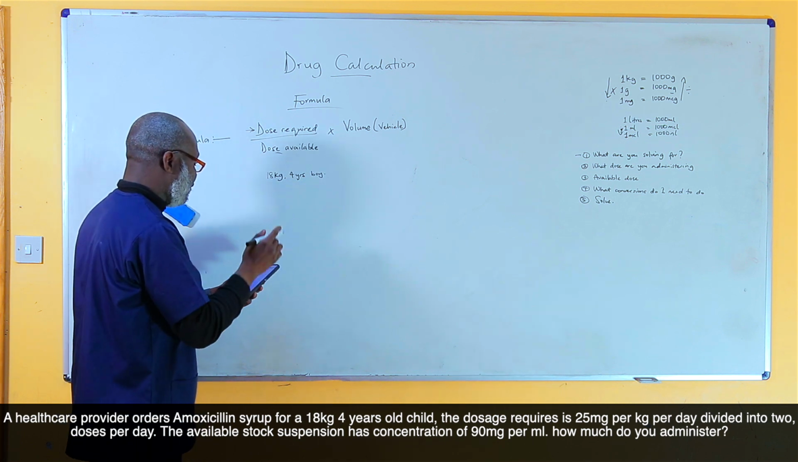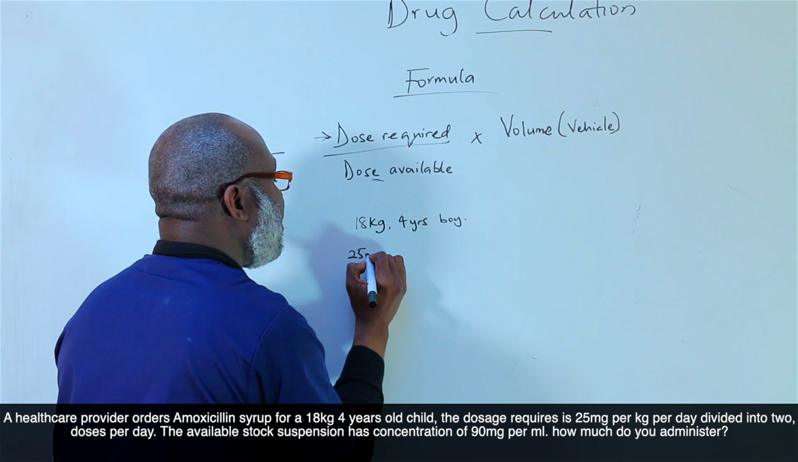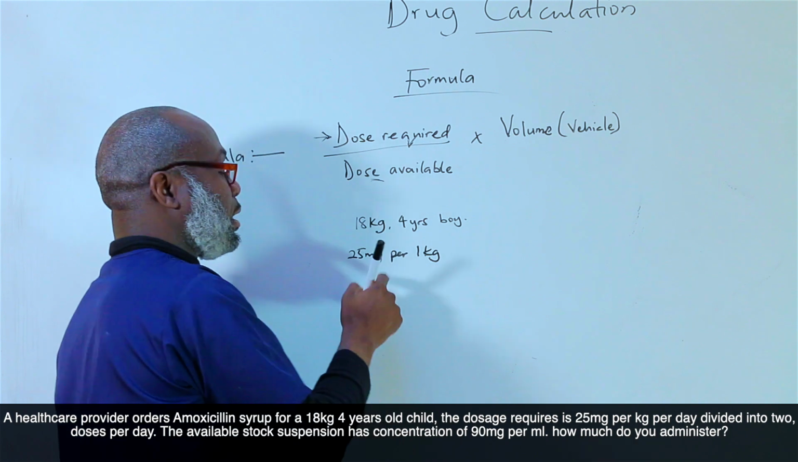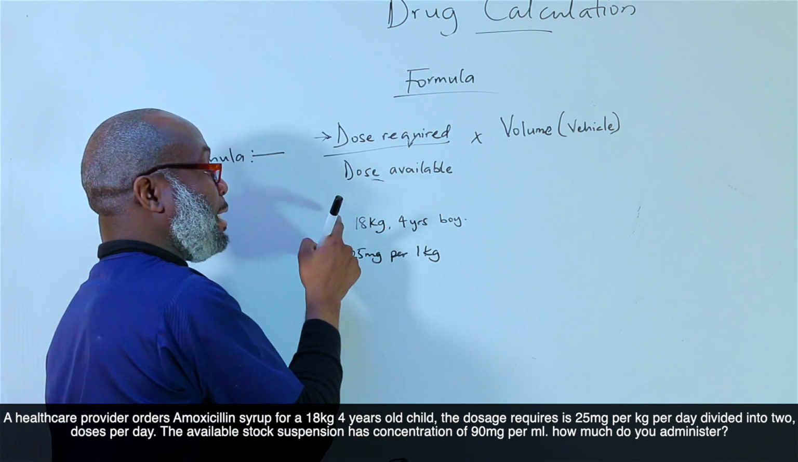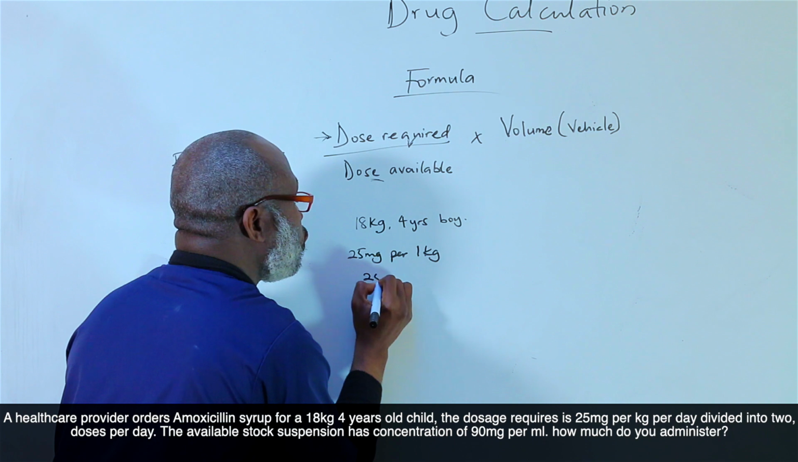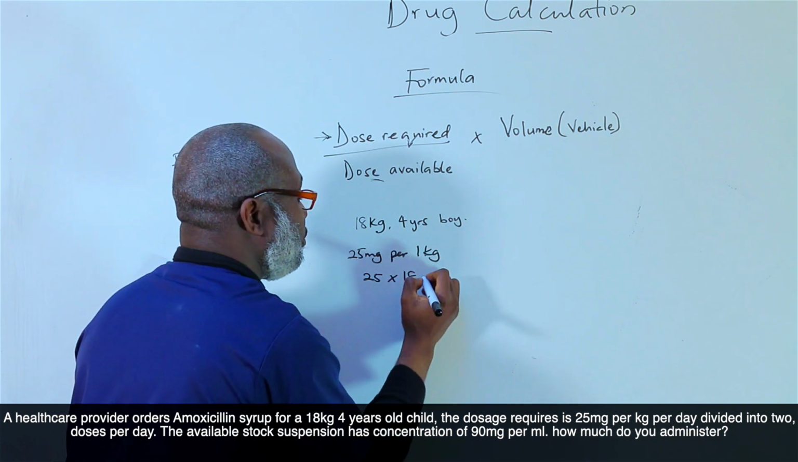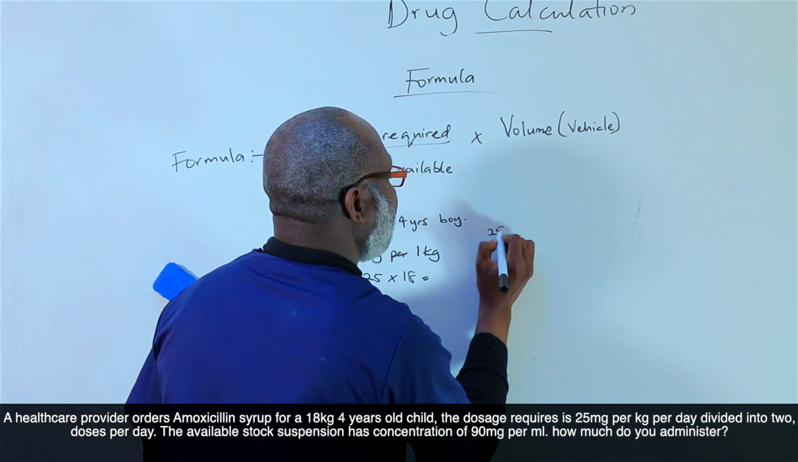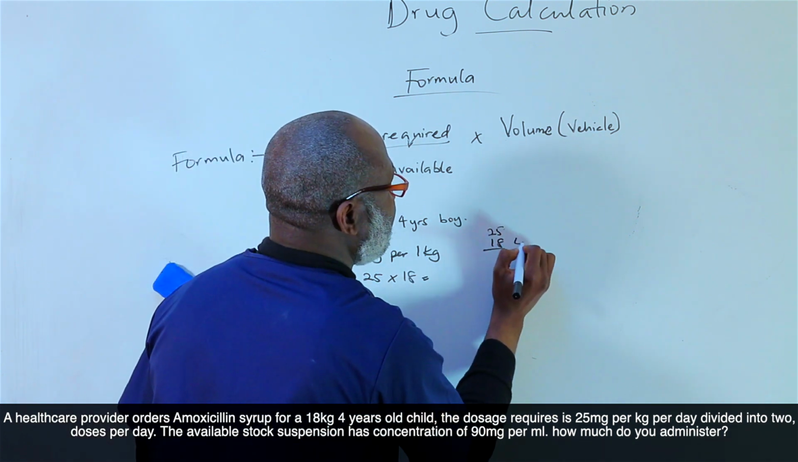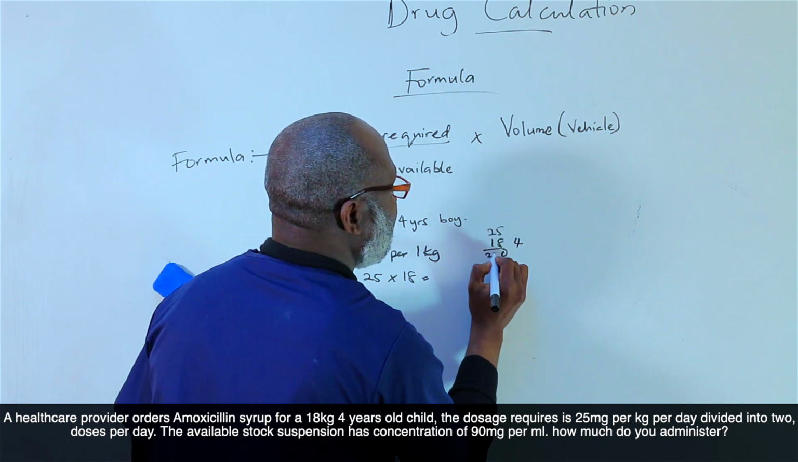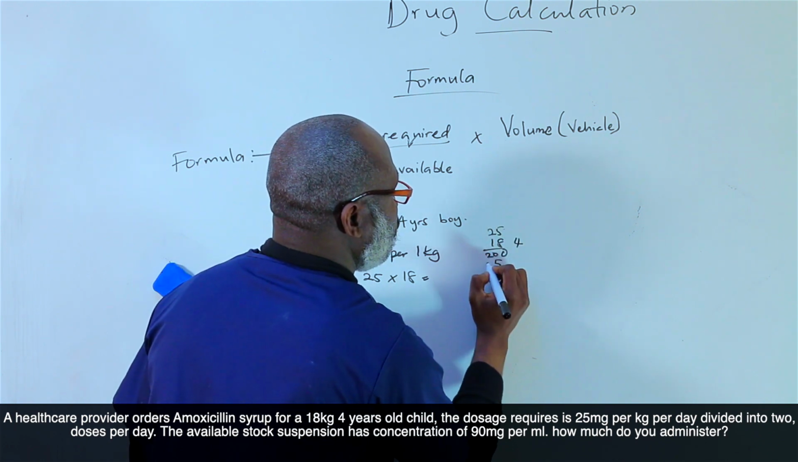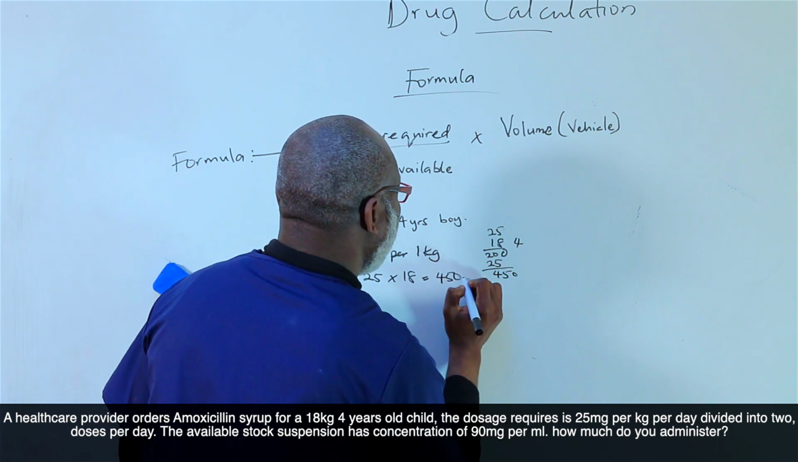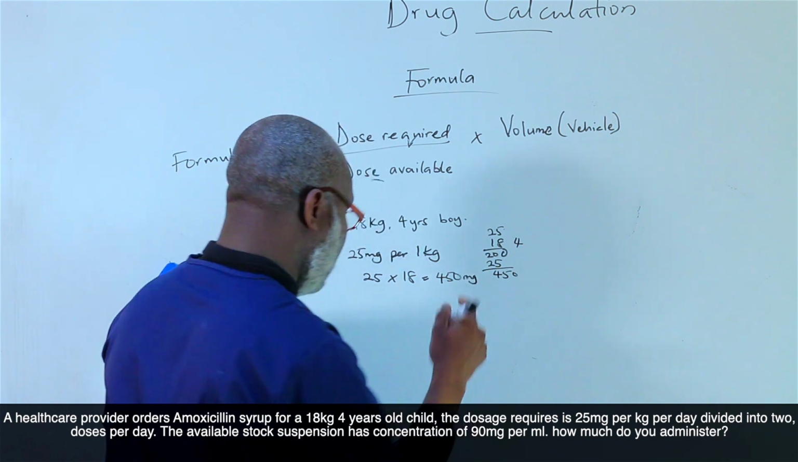That is, if it's 25 milligrams per 1 kilogram, what dose are you going to give the child? Because the child is 18 kilograms, that would be 25 times 18. 5 times 8 is 40, carry 4. 2 times 8 is 16 plus 4 is 20. And so on, that's 450. That is 450 milligrams. You're giving 450 milligrams per day.